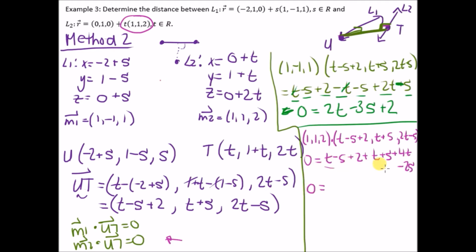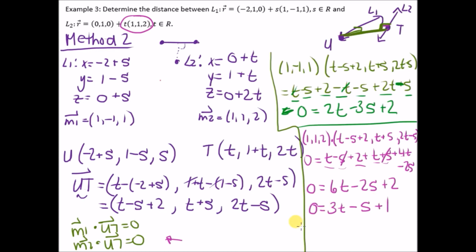Okay, so I get 6t, and then let's do minus s plus s. Those s's cancel out. I get minus 2s, and then I get plus 2. Okay, we can divide both sides by 2 here. Just to simplify, 0 equals 3t minus s plus 1.